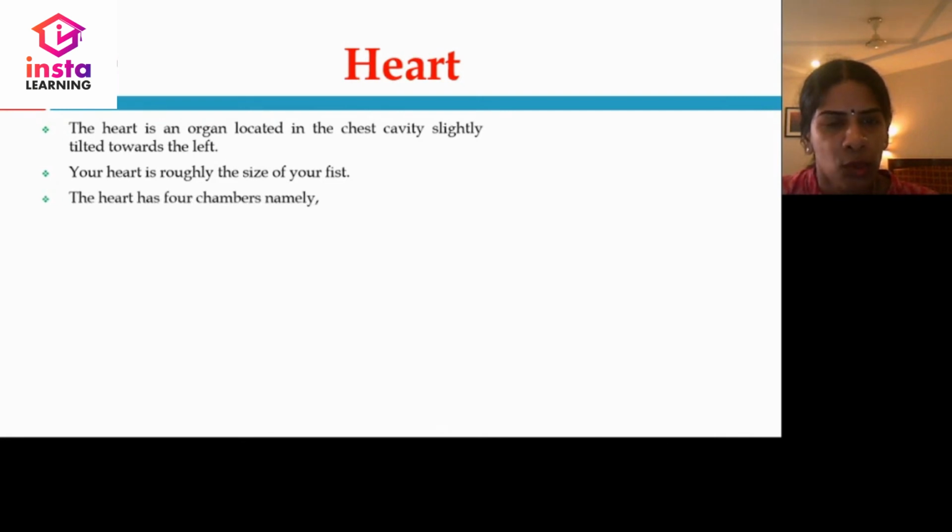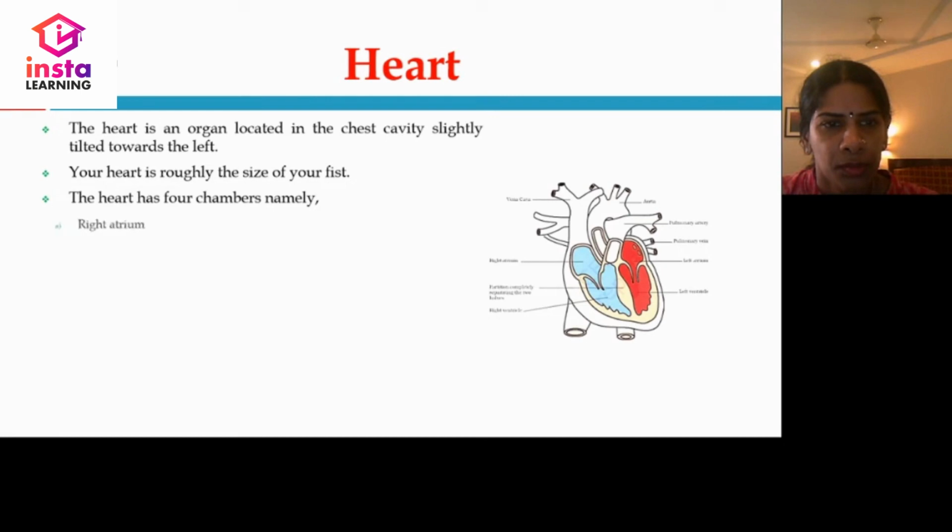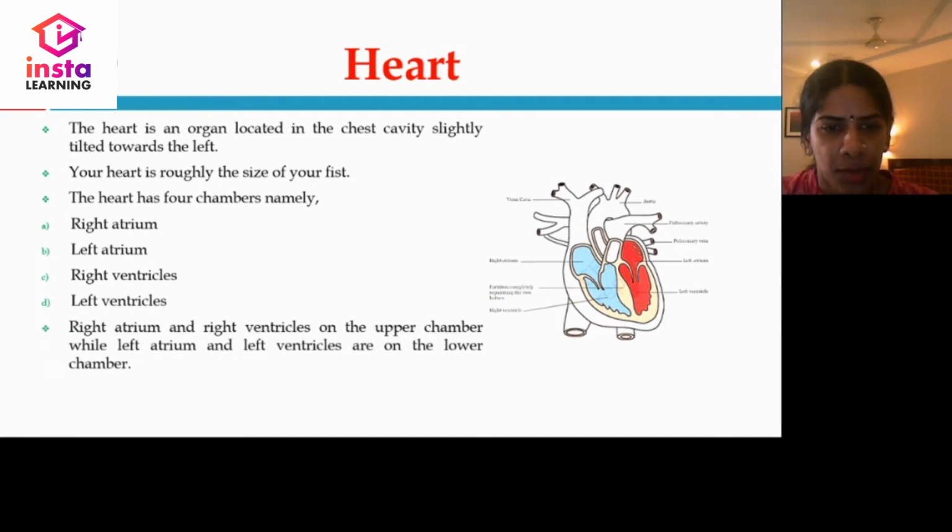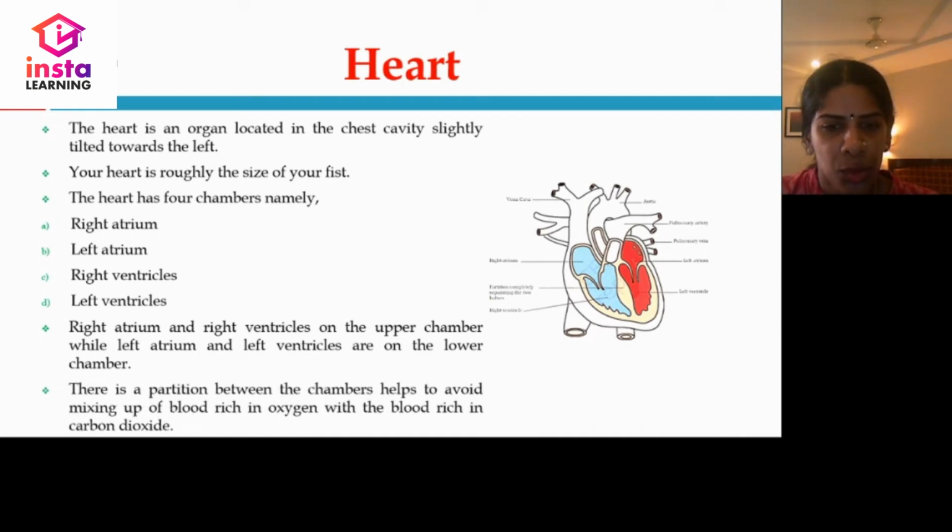The heart has 4 chambers, namely right atrium, left atrium, right ventricle and left ventricle. The right atrium and left atrium are the upper chambers, while the right ventricle and left ventricle are the lower chambers. There is a partition between the chambers which helps to avoid mixing of blood which is rich in oxygen with the blood rich in carbon dioxide.